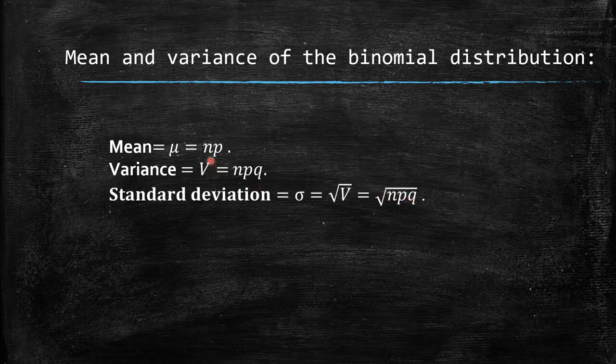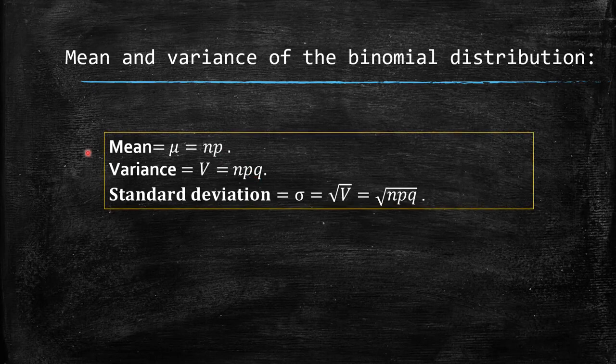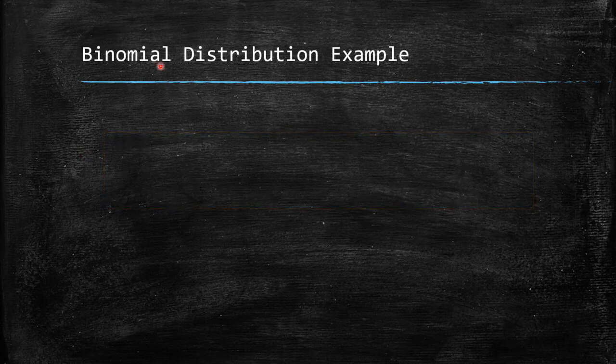Where n is the total number of trials, p is the probability of success, and q is the probability of failure. So we use this to calculate the mean, variance and sigma of a binomial distribution. So let me take one example for the binomial distribution.